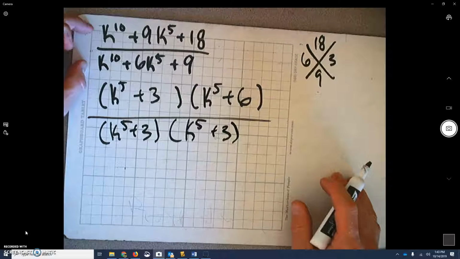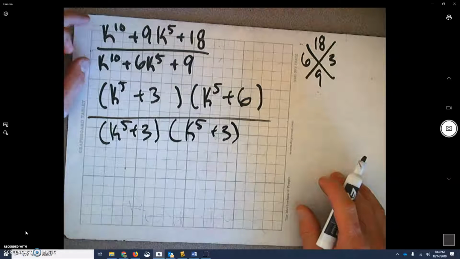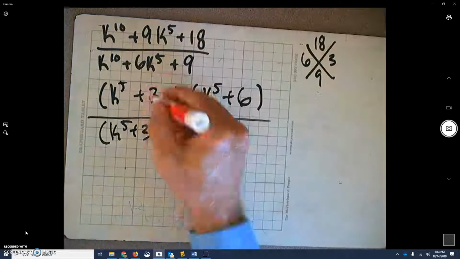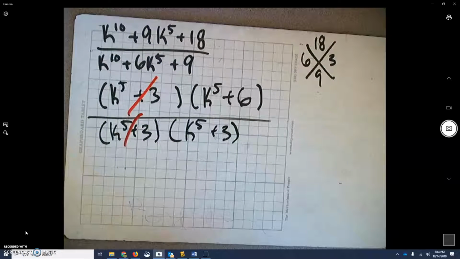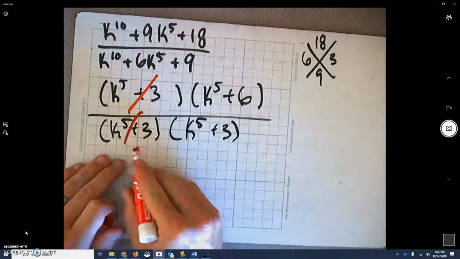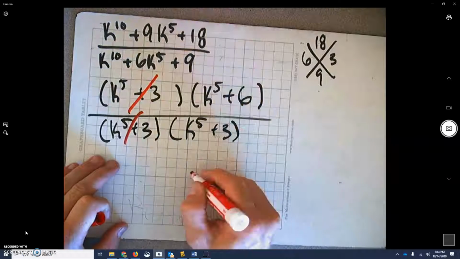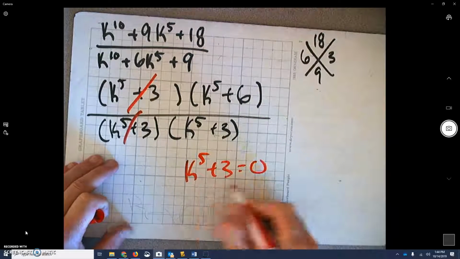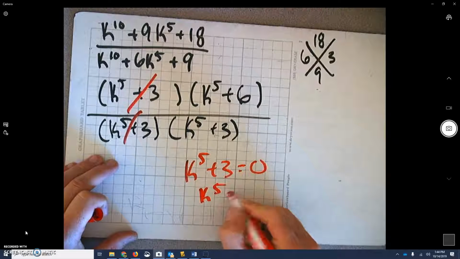Okay? If you can't factor by this point, you have to go back and watch some old videos and learn this better. So we're here. We can cancel out a k^5 plus 3, and this is our answer: k^5 plus 6 over k^5 plus 3. We need to set this to equal 0 to see what our undefined value is.